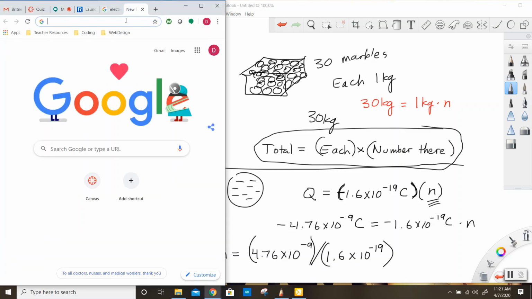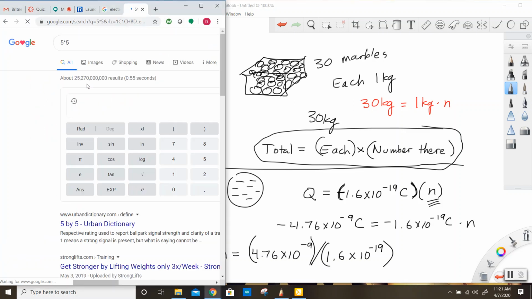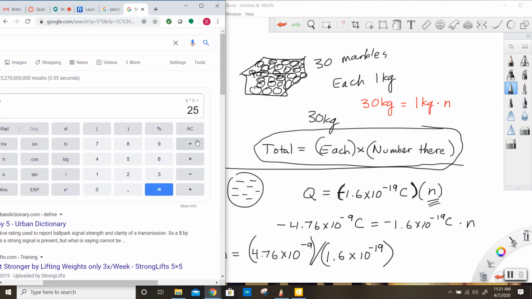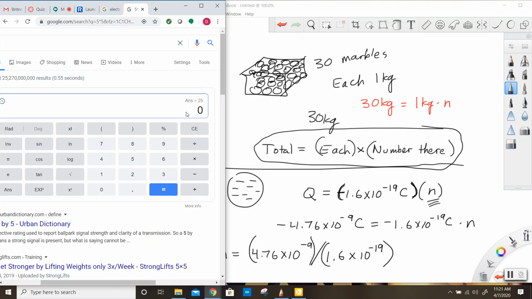We'll do that here. Okay, so we'll do 4.76, and then in this calculator you use e to represent times 10 to the negative 9, but I think we could probably do times 10 to the negative 9, and then we divide that by, and we want parentheses, 1.6 times 10 to the negative 19, and our parentheses.